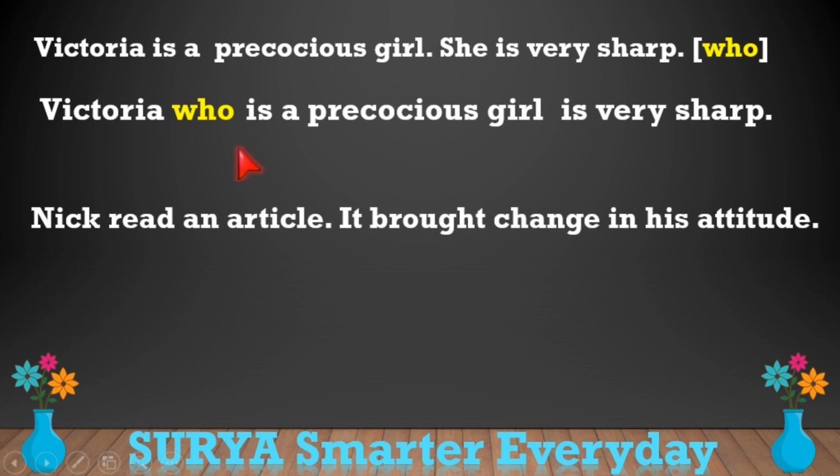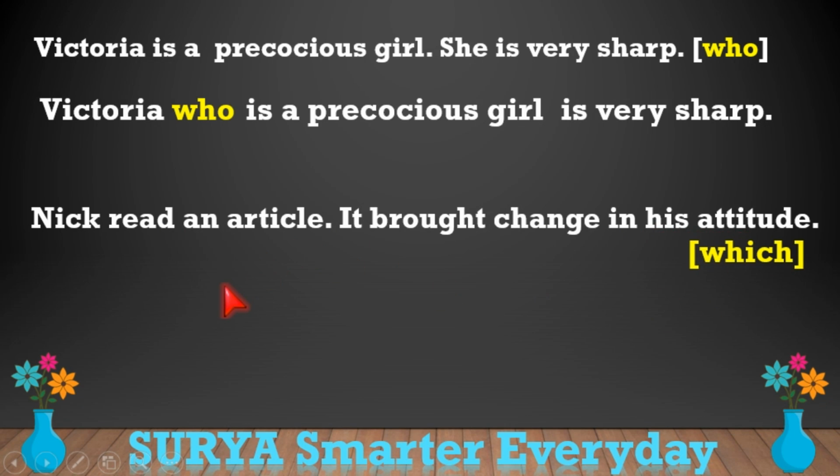Another example. Nick read an article. It brought change in his attitude. How can we combine these sentences using which? I think it is the model 2 because both sentence subjects are different. First sentence Nick, second sentence it. It means here article. Here is an object of the first sentence referred to in the next sentence.